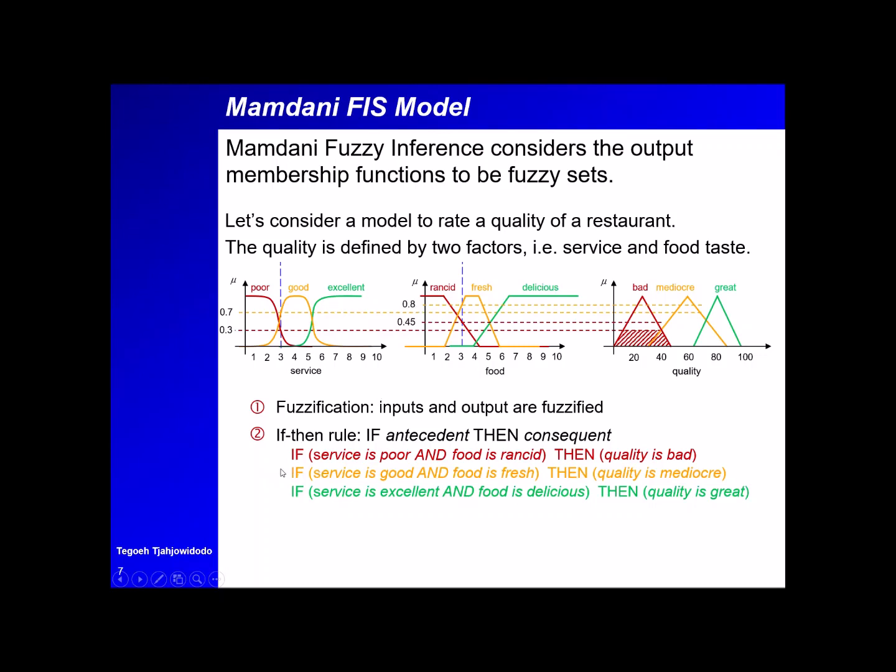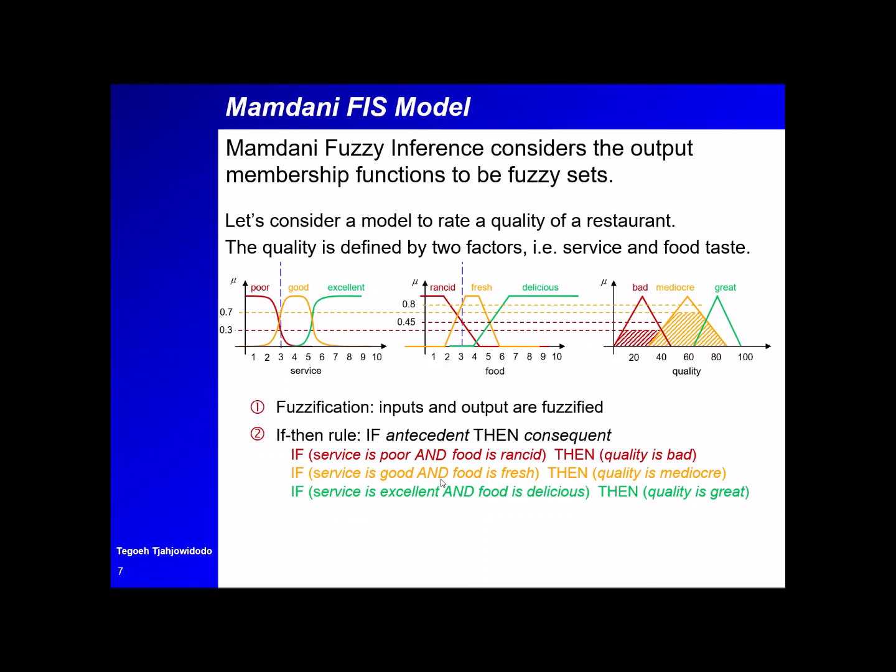So I will evaluate it again with this if-then rule process. If service is 70% good and food is 80% fresh, then the quality will be 70% mediocre, right? It's an AND process here. So you are taking the minimum of 70 and 80, it will be 70. Right?